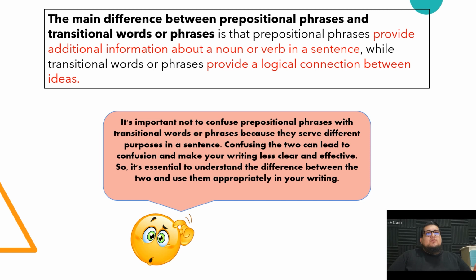It's important not to confuse a prepositional phrase with transitional words or phrases because they serve different purposes in a sentence. Confusing the two can lead to confusion and make your writing less clear and effective. So it's essential to understand the difference between the two and use them appropriately in your writing.